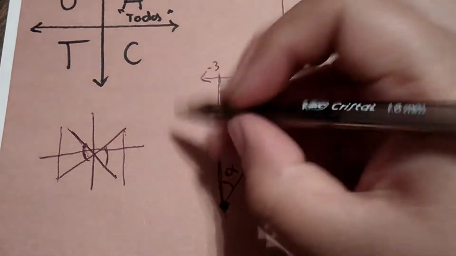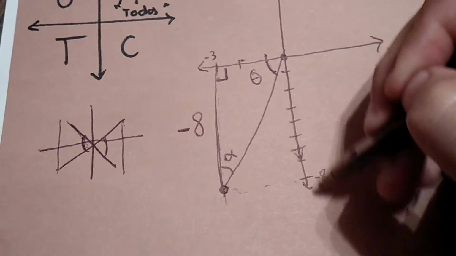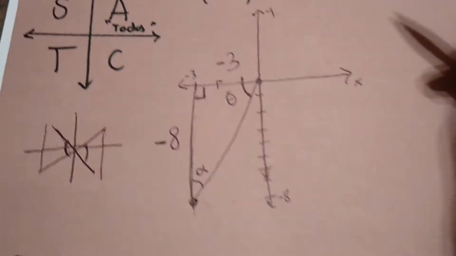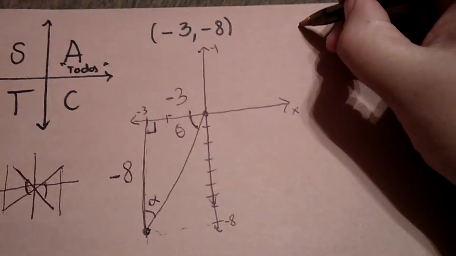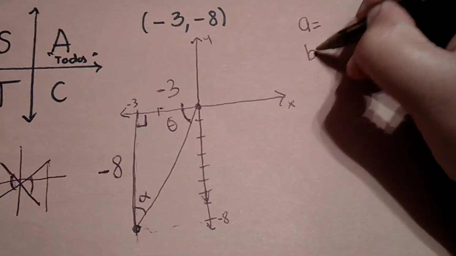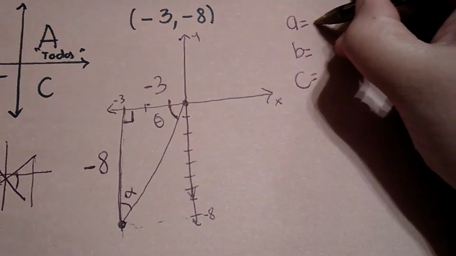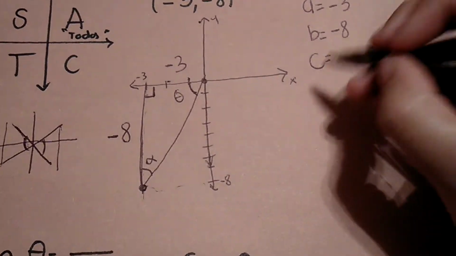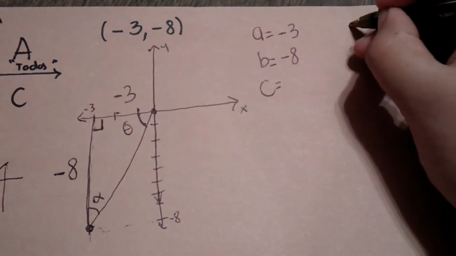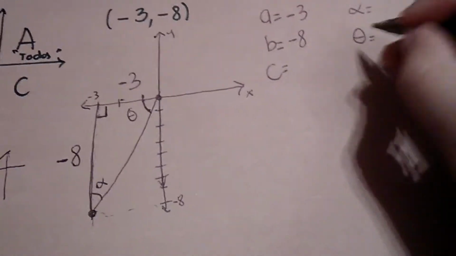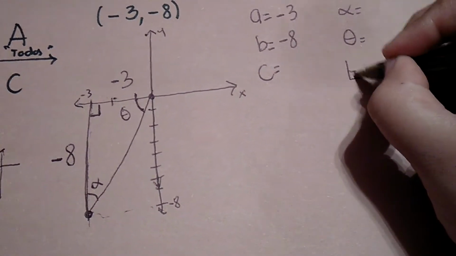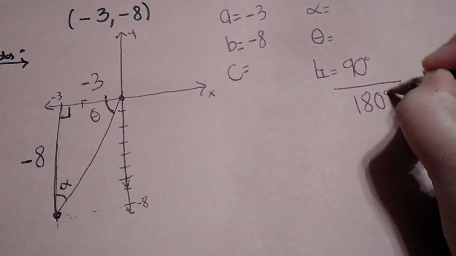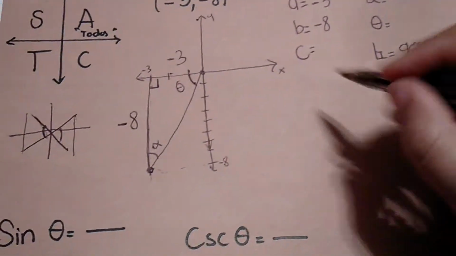So this length equals minus 8 units here on y's, and this length equals minus 3. So you have 3 lengths, going to be A, B, and C. You have that A equals minus 3, B equals minus 8, and we need to find C. Also, you need to find alpha, beta, and you have the right angle that equals 90. The addition of all these 3 will equal 180 degrees. So let's start finding C.